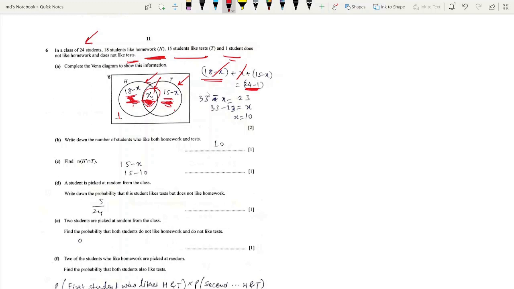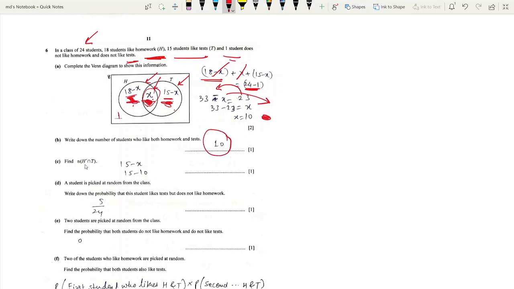18 plus 15, that is 33, and minus x. So 23 we have to take to the left side, and minus x you have to take to the right side. So 33 minus 23, and minus x, when it goes to the right side, is plus x. So 33 minus 23, that is 10, right? So x is 10. So write down the number of students who like both homework and test. That was x, right? So x is 10.